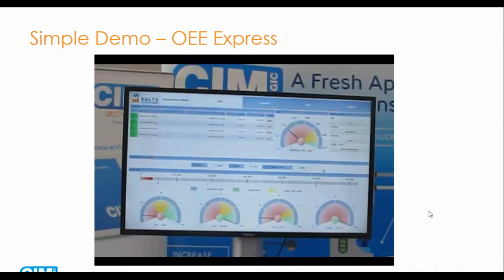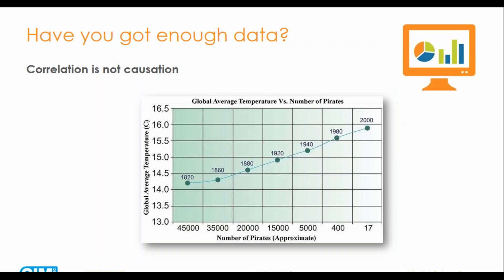So hopefully that's a very quick example of how simple it can be in reality. But simple is not necessarily always going to be good enough for you. It will be good enough for you to get to a certain level, but then you're going to need to consider, have you actually got enough data? And this is the point where we can make the statement that correlation is not necessarily causation. Just because two things seem to be linked doesn't necessarily mean that one causes the other.